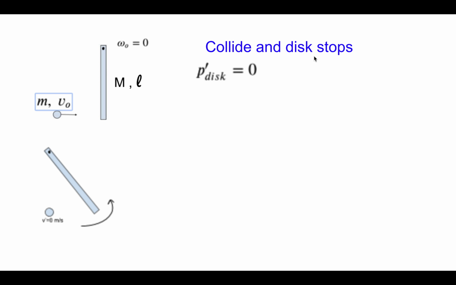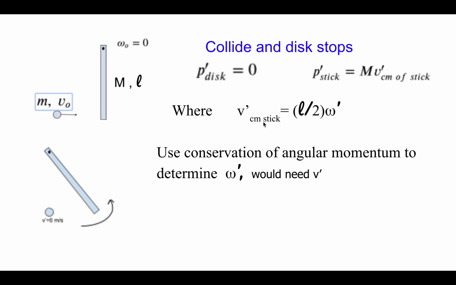All right, next one. Colliding disk stops. So again, this one's probably a little bit more simple. Same idea in how we're setting it up. The velocity of the center of mass of the stick is going to be L over 2. And again, we'd use conservation of angular momentum to find the final velocity.